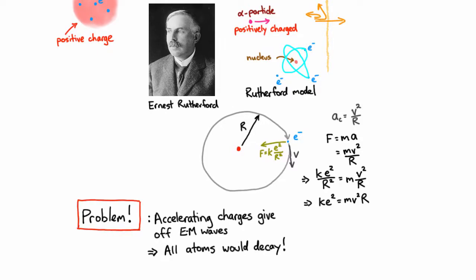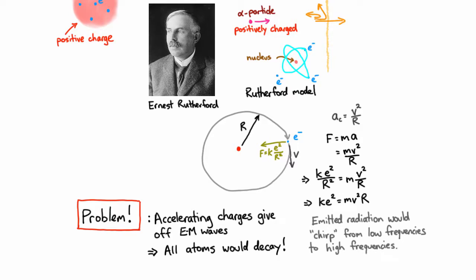So all atoms would be unstable in this way, and there'd be a clear signature because as the electron spiraled into the middle, it would get faster and faster, and so the frequency of the radiation emitted would go up and up, and so it would start off at a low frequency and then it would chirp up, up, up, up.